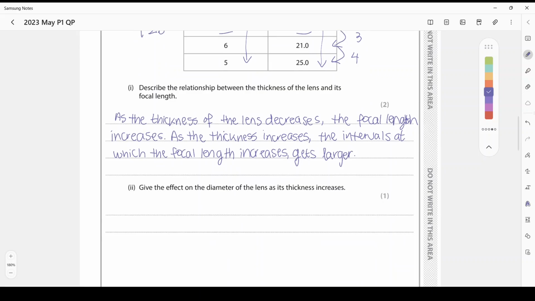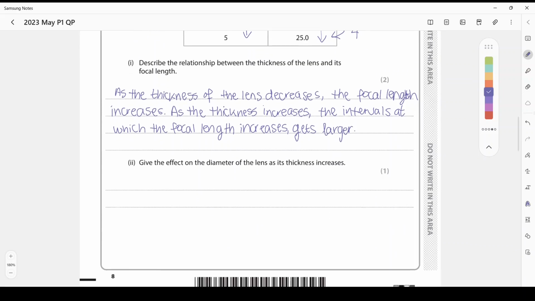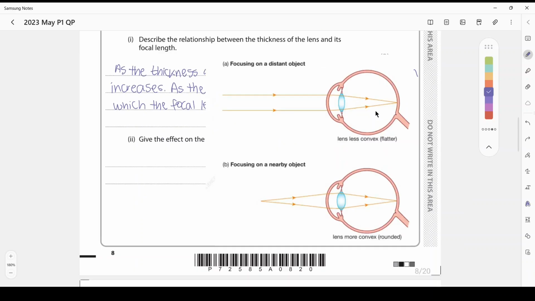All right, let's do part 2. Give the effect of the diameter of the lens as the thickness increases. So we'll go over a couple of diagrams first, and the next question I'll go over it in more detail. So here we have the eyes, and when we're looking at distant or near objects, the shape of our lens changes. So at distant objects, the lens gets pulled by the suspensory ligaments, whereas in nearby objects, the lens is able to thicken.